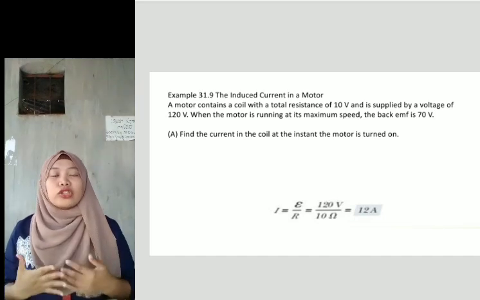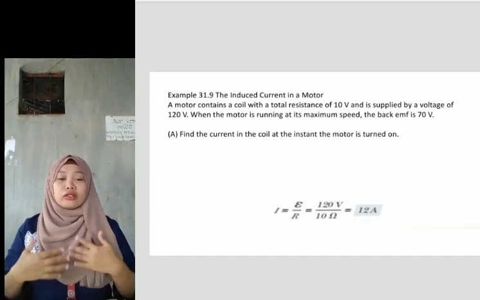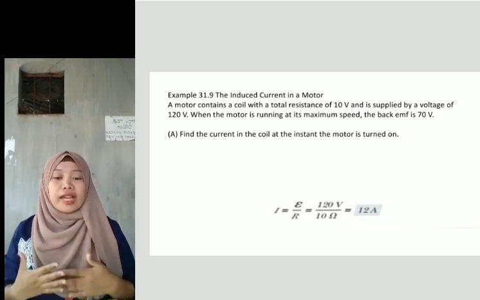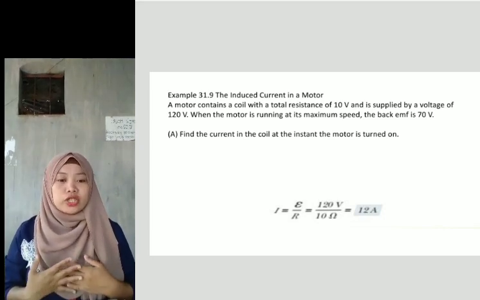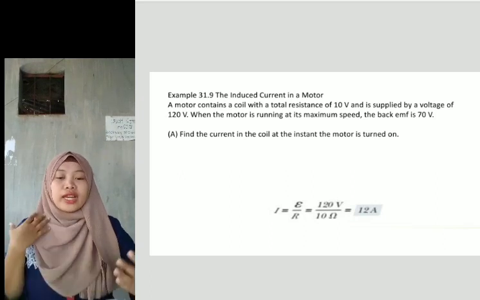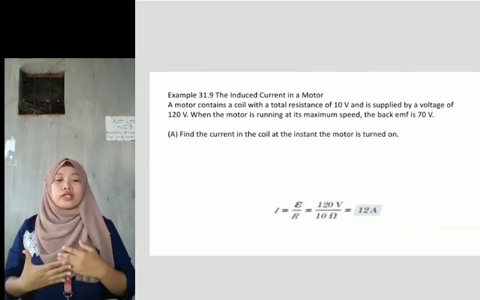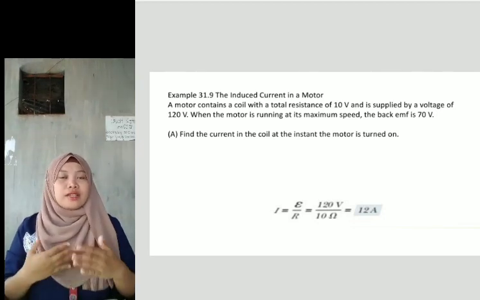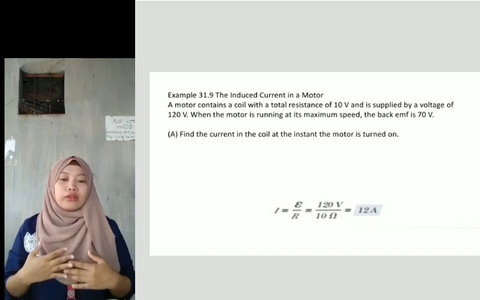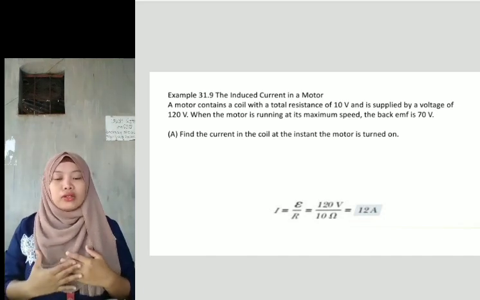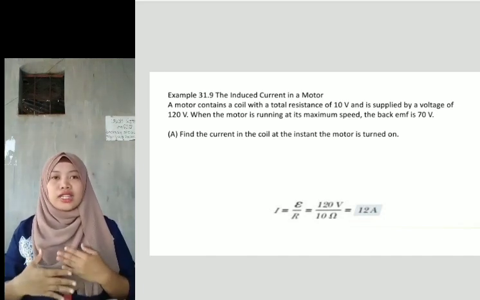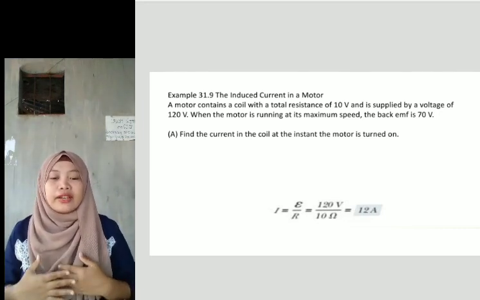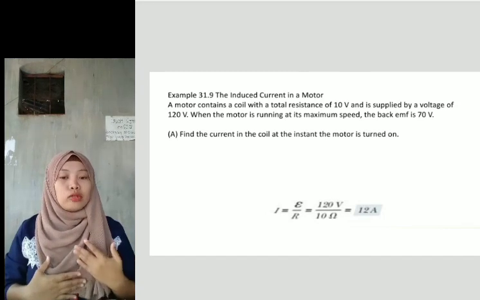So, ang motor ay nag-contain siya ng coil within a total resistance of 10 ohms and it is supplied by a voltage of 120 volts. So, kapag ang motor is running at its maximum speed, ang back EMF is 70 volts. So, meron tayong example number 1 dito sa DC circuit: find the current in the coil at the instant the motor is turned on.